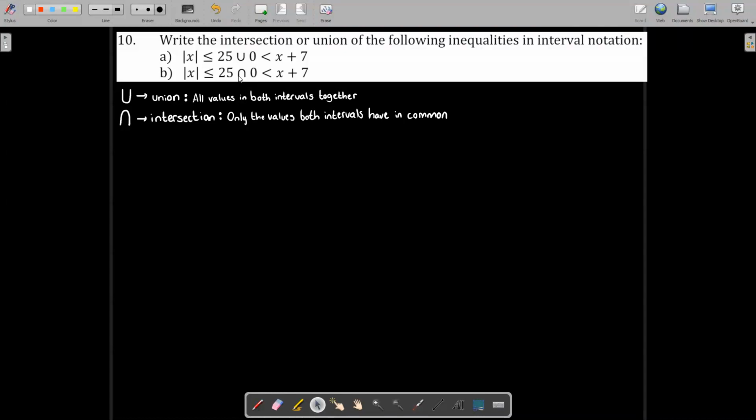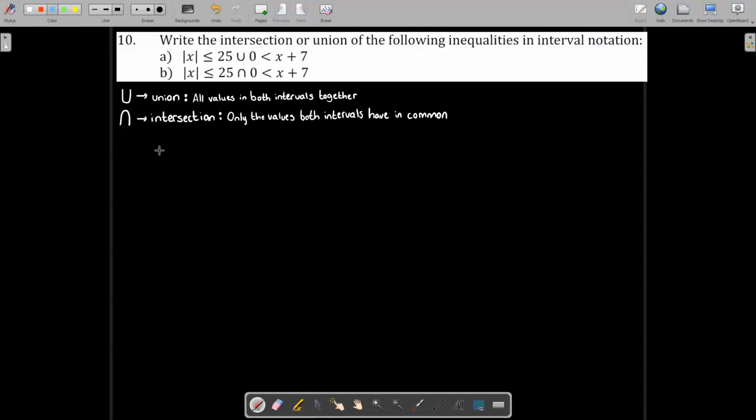The upside down U, which I think looks like an N, kind of, if you use your imagination, is intersection. Union up here, intersection down here. An intersection are only the values that both intervals have in common with each other. So either way, we're going to have to simplify these inequalities so that we know what intervals we're talking about. I'm going to represent them on a number line, and then we can see which ones are the unions and which ones are the intersections.